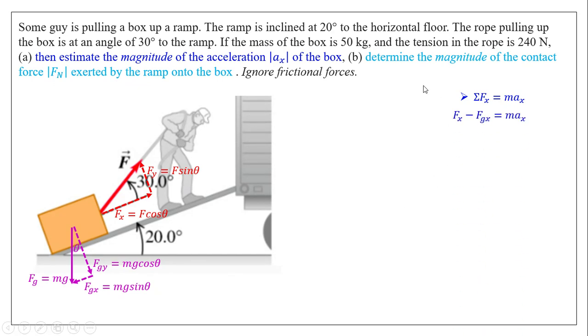Therefore, I want to set up Fx minus F of Gx. Once again, Fx is pointing up the ramp, F of Gx is pointing down the ramp, so I subtract those two vector components.